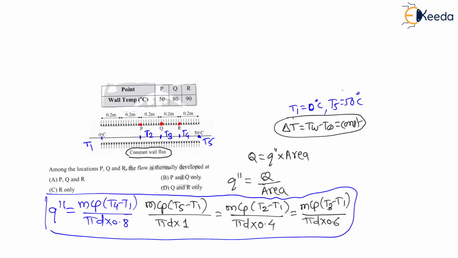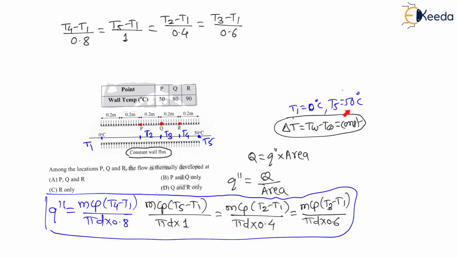Therefore, the equation will become (T4 minus T1) divided by 0.8 is equal to (T5 minus T1) divided by 1 is equal to (T2 minus T1) divided by 0.4 is equal to (T3 minus T1) divided by 0.6. Right, this will be our resulting equation. Now, my dear students, let us put the values.